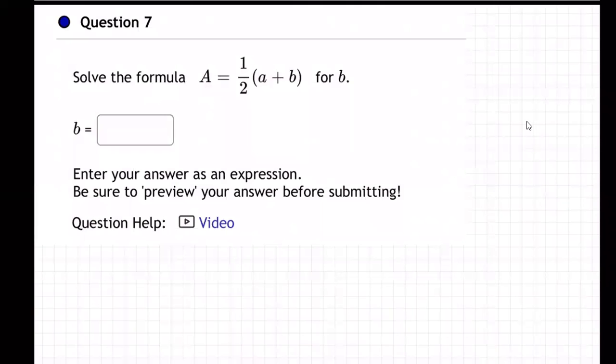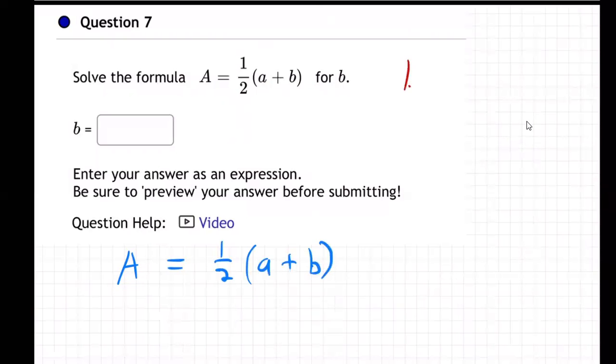Okay, so on this question, we have capital A equals 1/2 little a plus b. By the way, we'll treat the capital A and the little a like they're totally different letters. We're trying to solve for little b. Let me bring it down here where we have a little more room. There we go. Capital A equals 1/2 parentheses little a plus little b.